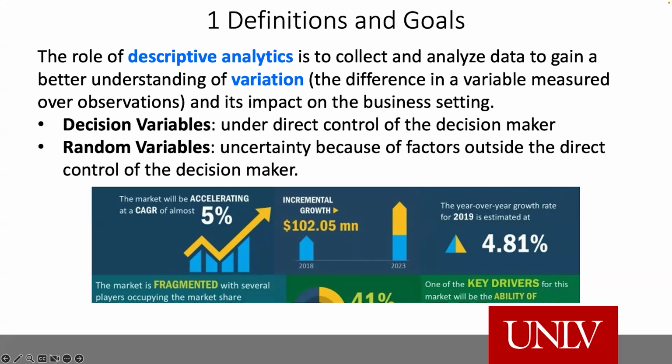So by understanding both decision variables and random variables, descriptive analytics help organizations to see what you can control and what you cannot control, and how both affect their business. So this is the first step towards more robust analysis and better informed strategies.